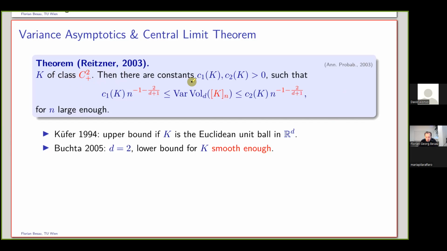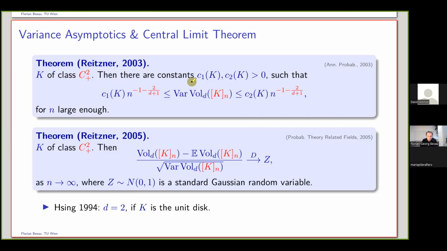And using this variance, it was then possible to prove a central limit theorem, where you look at the volume of the random polytope as a random variable, and if you normalize it so that the expectation is 0 and the variance is 1, then in distribution, as the number of points goes to infinity, this will converge to a standard Gaussian random variable.